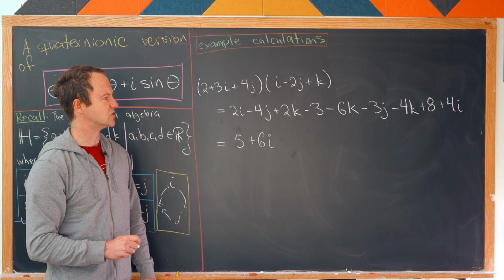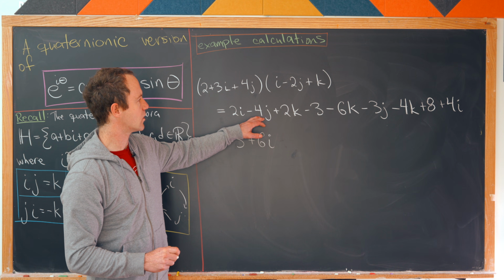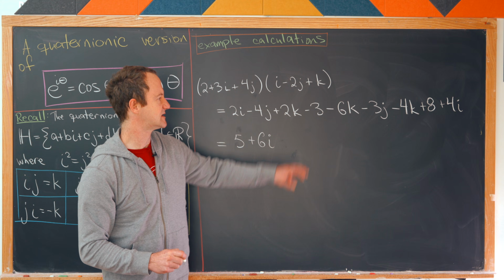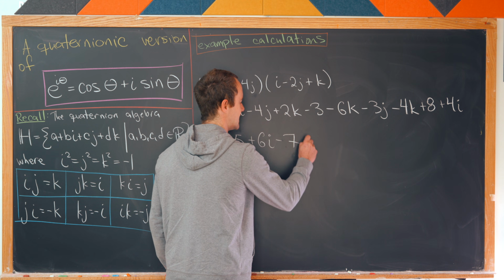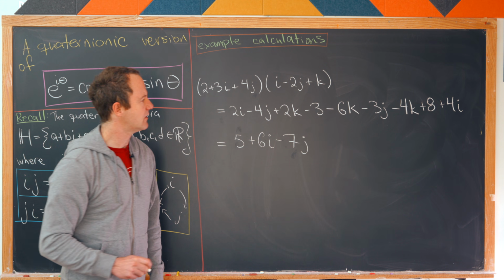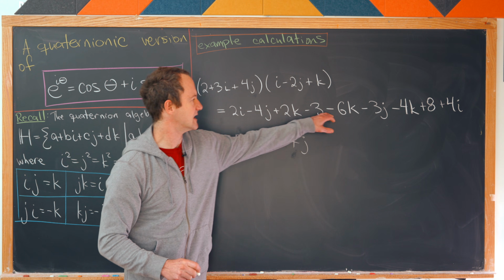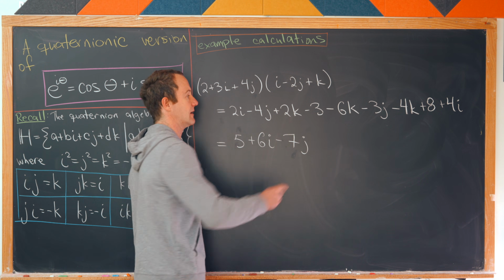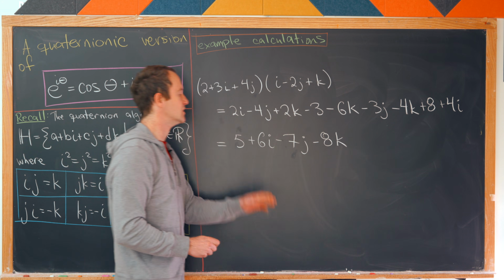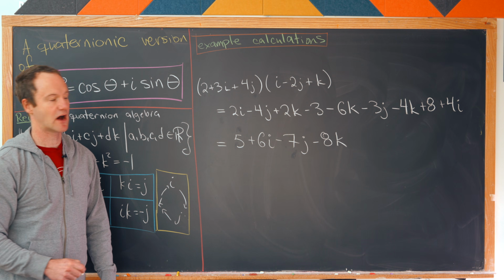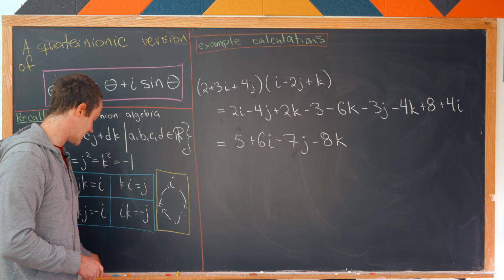And then what do we have for j's? We have a 4j here and a 3j over there, but they're both negative, so that's minus 7j. And then what do we have for k? We have 2k minus 6k, that's -4k, minus another 4k, so that's going to be minus 8k. So that would be the final version of our product. Okay, I think that's good for our example calculations.